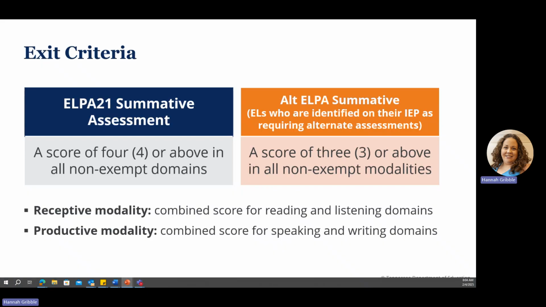Exit criteria for the ELPA 21 summative assessment is a score of 4 or above in all non-exempt domains. The Alt-ELPA summative is for ELs who are identified on their IEP as requiring alternate assessments. Exit criteria is a score of 3 or above in all non-exempt modalities.